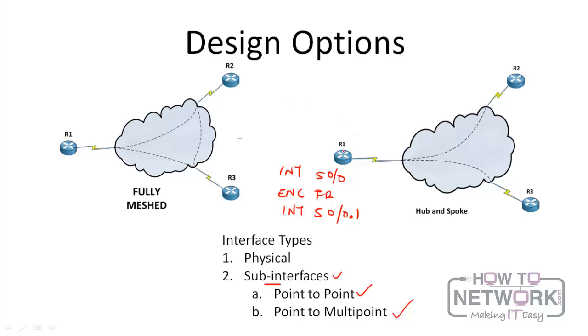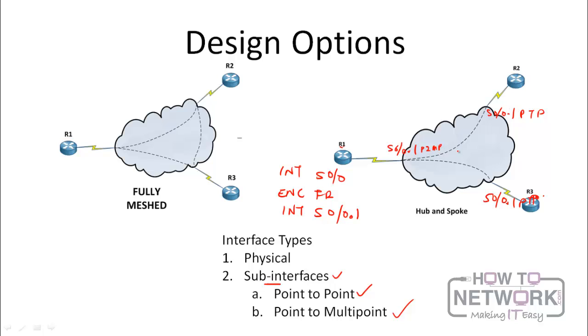Now, for instance, if you are creating a subinterface on R1 and we still want to maintain a multi-point network, what we're going to do is create a multi-point subinterface. So we can say that this is serial 0/0.1, and this is a point-to-point subinterface. And then we can create subinterfaces here and say serial 0/0.1, and it's point-to-point. And this is also serial 0/0, and it's a point-to-point.